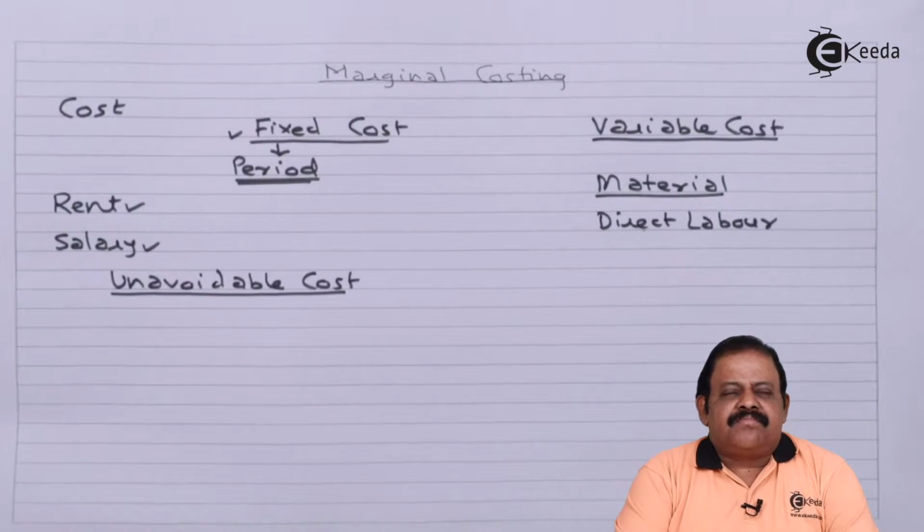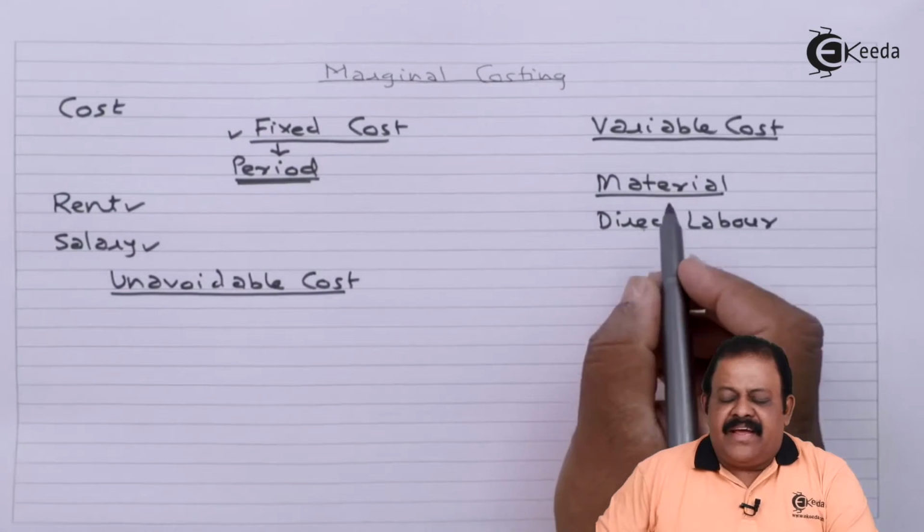Direct labor, if we pay piece rate to the employees, that means depending upon the production we are paying the wages. If there is more production, we'll have to pay more wages. If there is less production, we are required to pay less wages. If there is zero production, there will be zero wages. That means direct labor is variable cost.